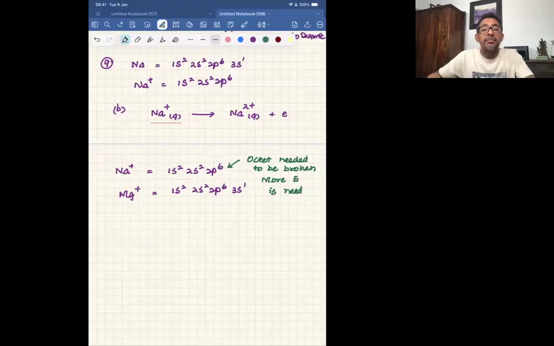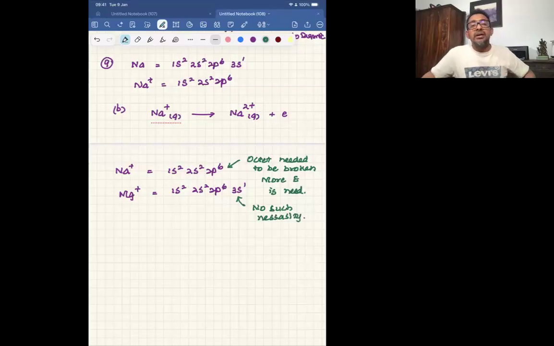But do you have to break the octet for magnesium plus? No need. No such necessity. So therefore, for sodium plus, you need more energy to break it. But for magnesium plus, you don't need that. So at least you need to say that breaking the inert gas configuration of sodium. That's okay. I hope everybody understood that.